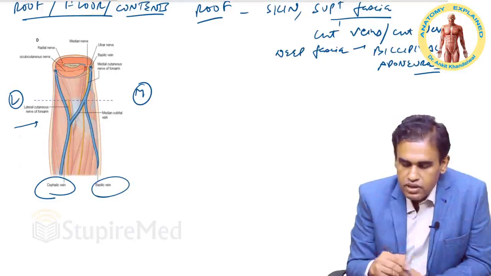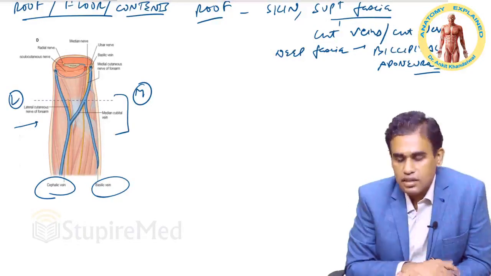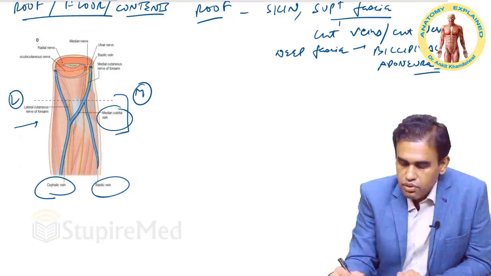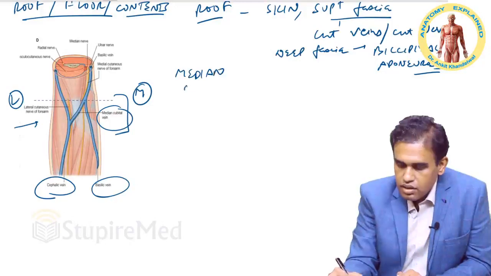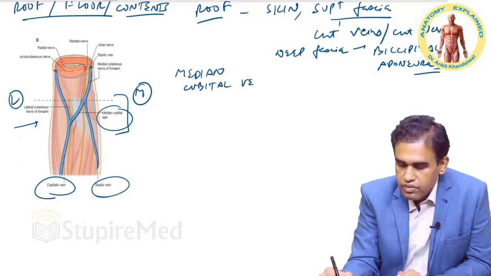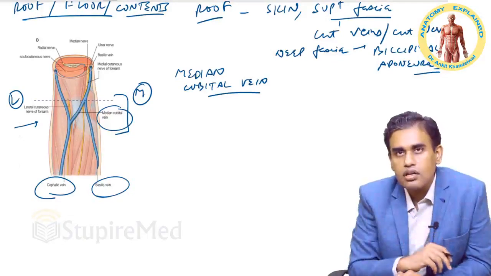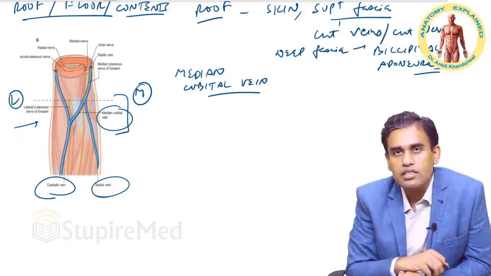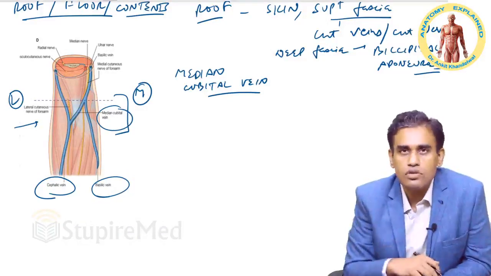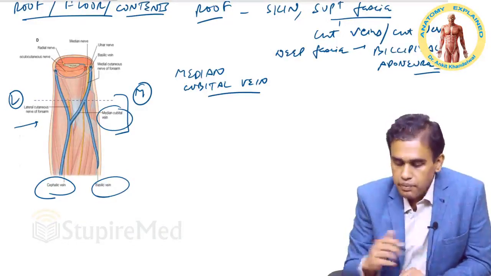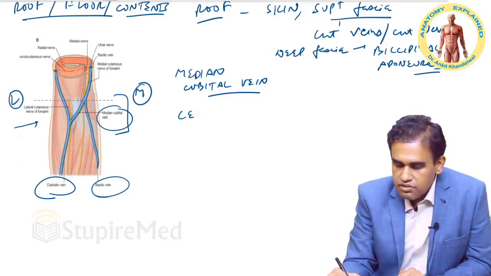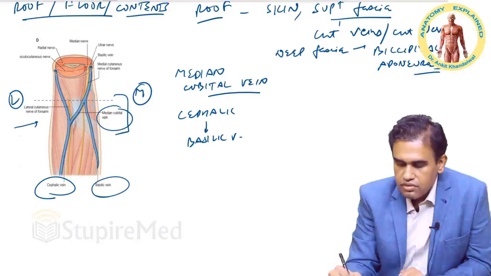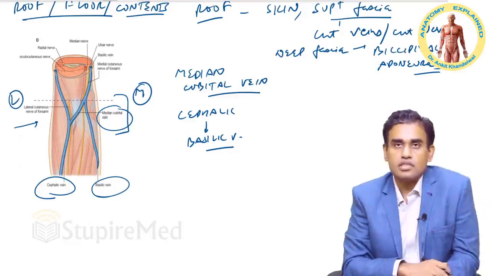Right at the area of cubital fossa, there is a vein which is very important, known as the median cubital vein, the most common vein in the body used for intravenous injections or taking venous blood samples in your normal rounds of the ward. This median cubital vein connects the cephalic vein to the basilic vein. Very, very important structure.